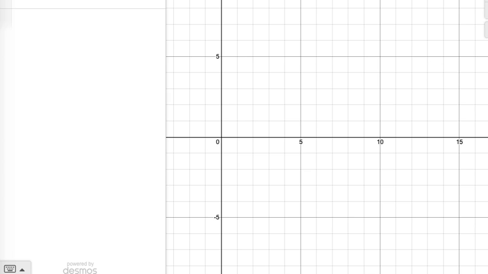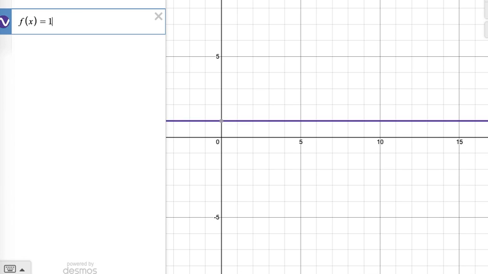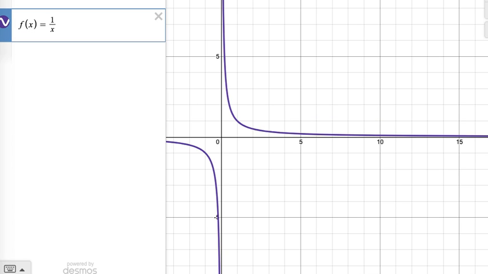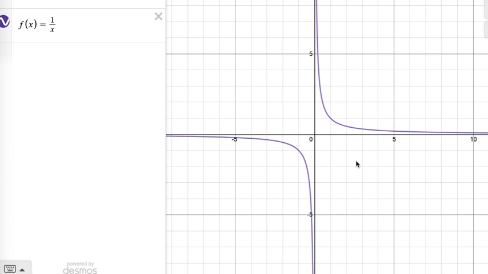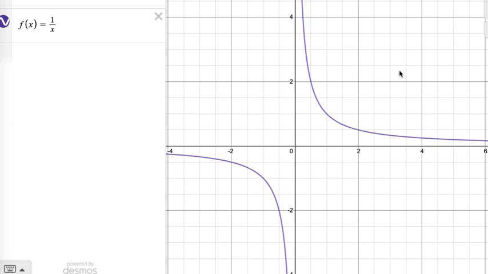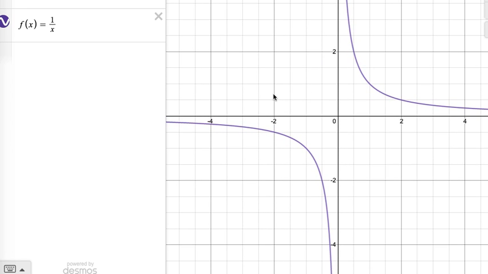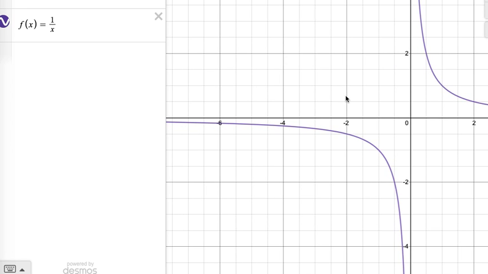So I'm going to move on over to Desmos, and what I want to do is graph f of x equals 1 over x. I'm going to do that over on the left side. Now, we said that there are no x-intercepts, and true to form, there are none, right? This graph does not cross the x-axis at all, so there are no zeros, no x-intercepts.